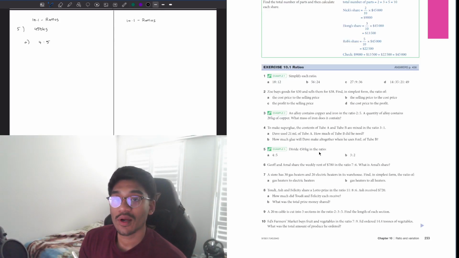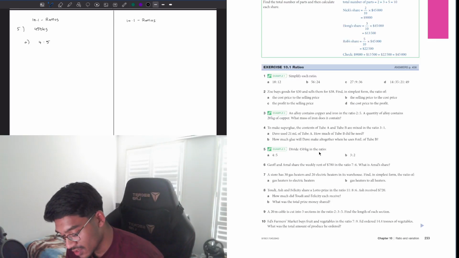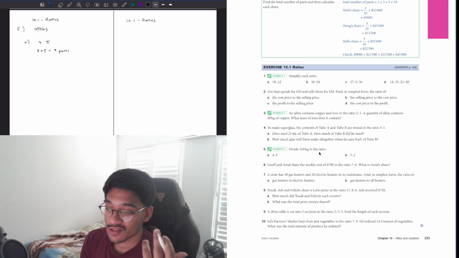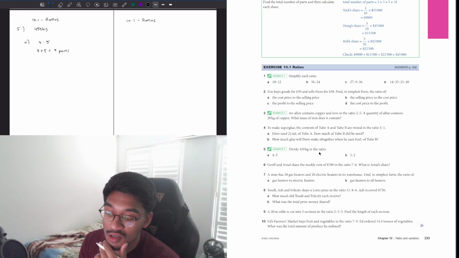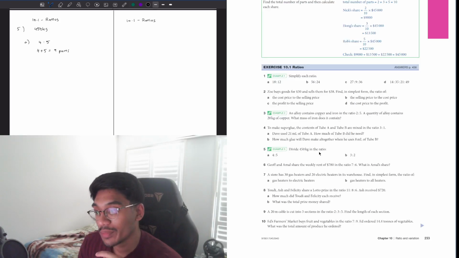So our first step is to work out how many parts there are in total. To work out how many parts there are in total, we do 4 plus 5, which equals 9 parts. So there are 9 parts in this question. We know there's the total of 450 kilos, so what we need to do is work out the value of 1 part.